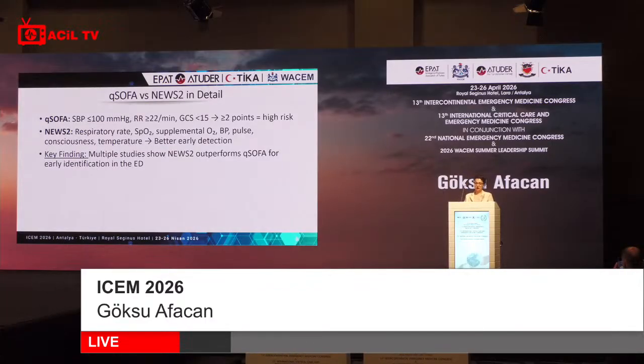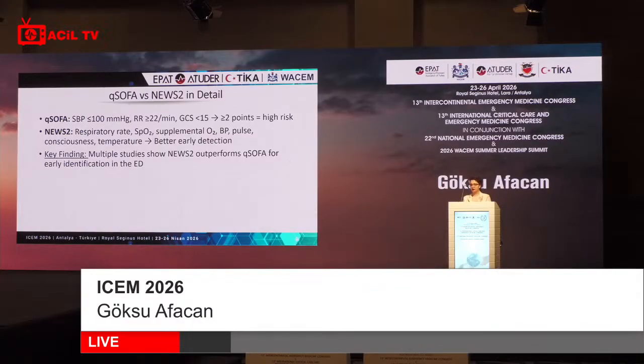qSOFA is attractive because of its simplicity: systolic blood pressure, respiratory rate, or altered mental status. 2 or more points indicate higher risk. However, NEWS-2 incorporates more parameters, including oxygen saturation and supplemental oxygen use, making it more sensitive for early detection. Multiple real-world studies have shown that NEWS-2 outperforms qSOFA in identifying patients at risk of deterioration in the emergency department.